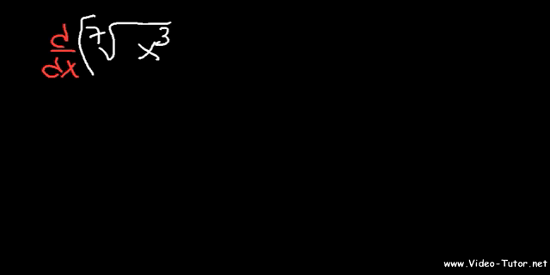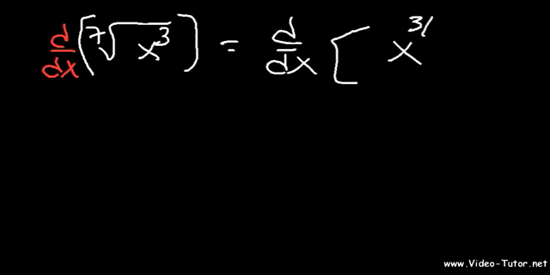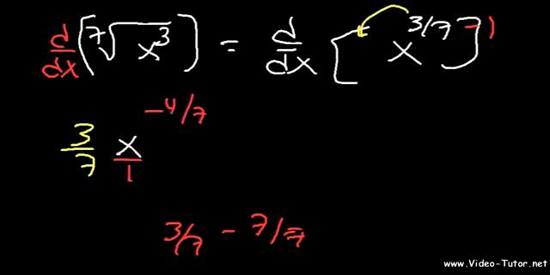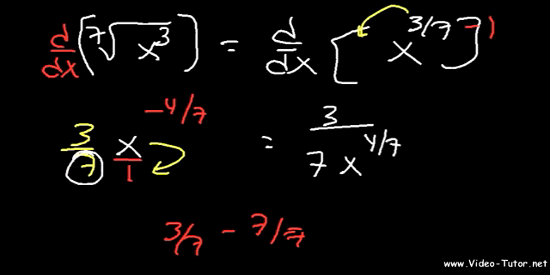Let's try another example. The derivative of the 7th root of x to the 3rd. So let's rewrite it. This is the same as x to the 3 over 7. So move this to the front. This is 3 over 7, and then x, subtract the exponent by 1. So 3 over 7 minus 7 over 7. 3 over 7, well 3 minus 7 is negative 4. So we have a negative exponent. So we're going to move this to the bottom. So it's going to be 3 over 7 x to the 4 over 7. Keep in mind, this number is on the bottom already.